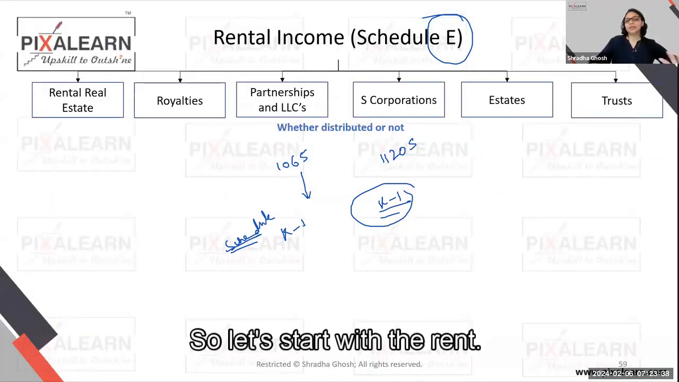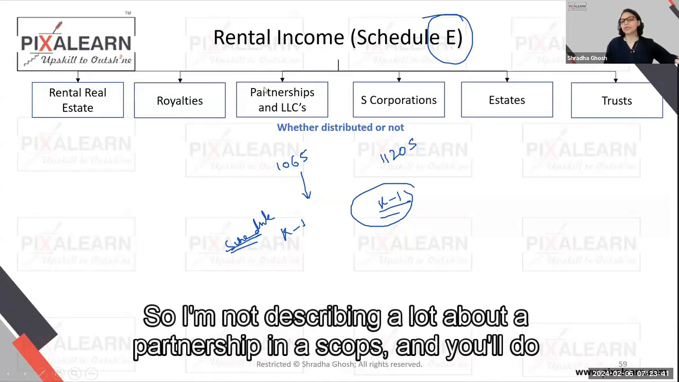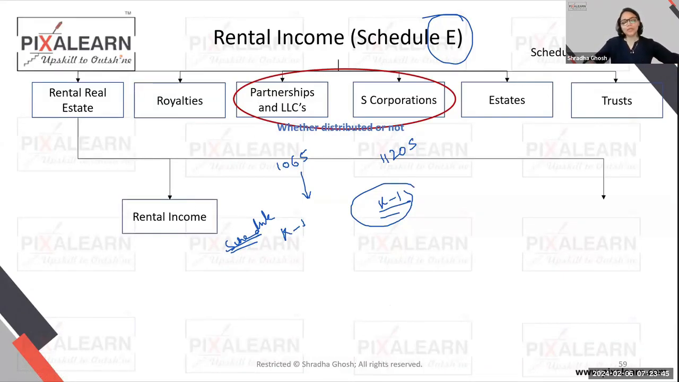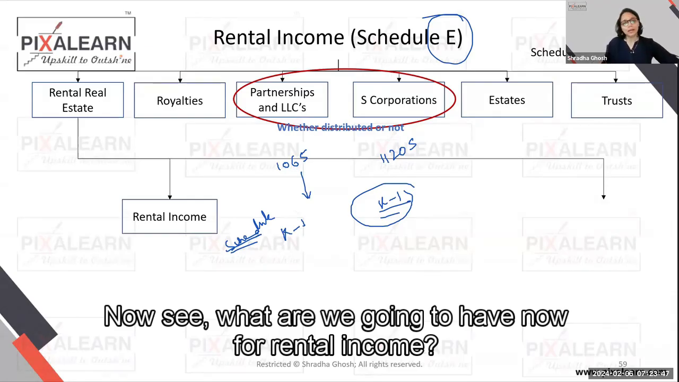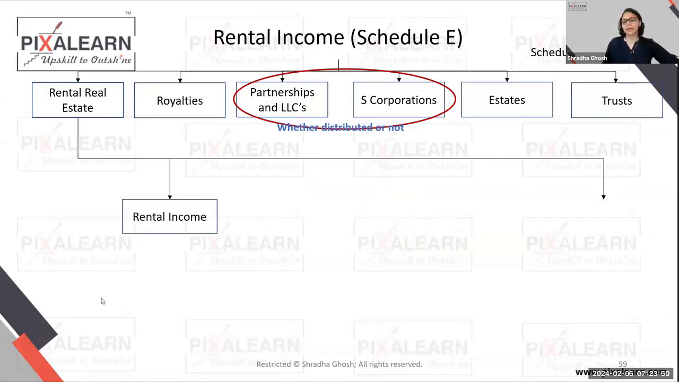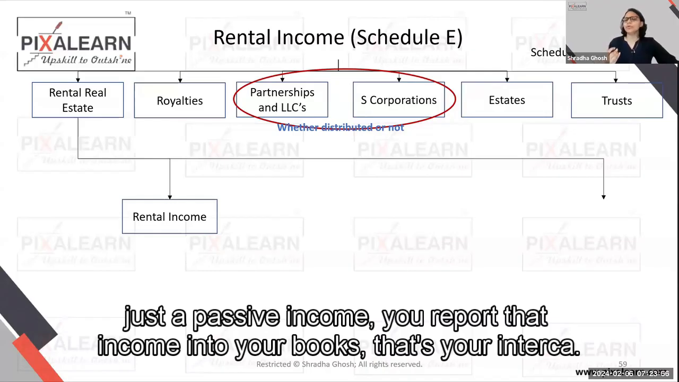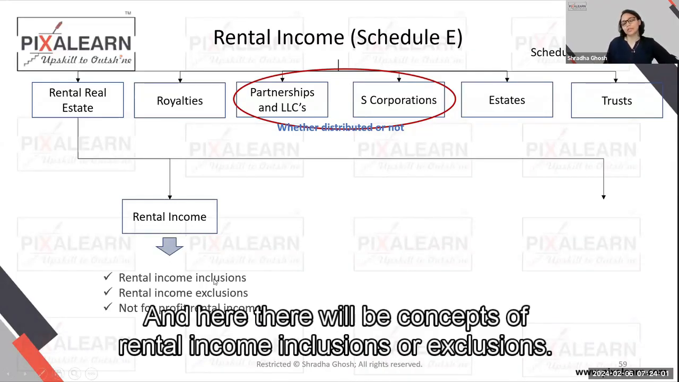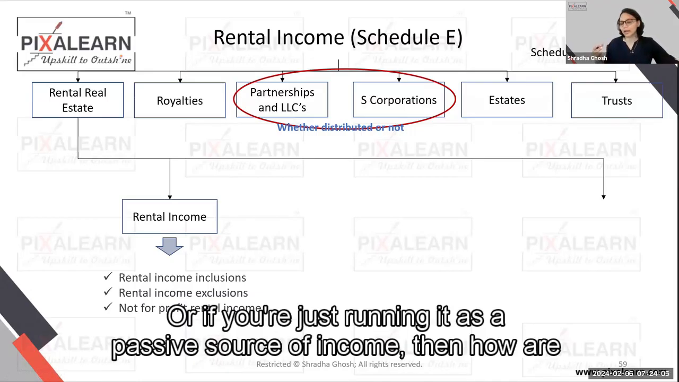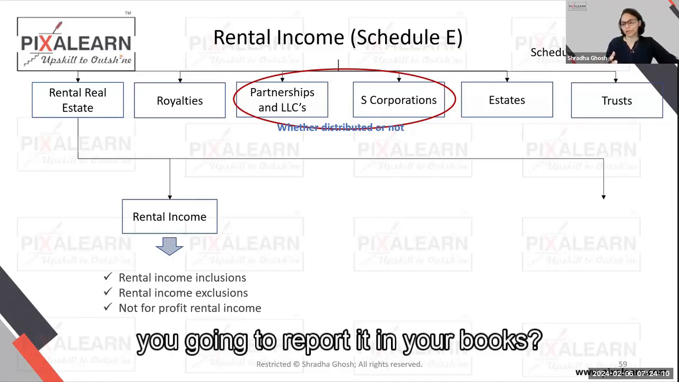So let's start with the renter. I'm not describing a lot about the partnership and S corps now; we'll do it later. Now, what are we going to have for rental income? The IRS is very clear that if you are generating income and that income is just a passive income, you report that income in your books. That's your rental income. Now, here there will be concepts of rental income inclusions or exclusions, or if you're just running it as a passive source of income, then how are you going to report it in your books?